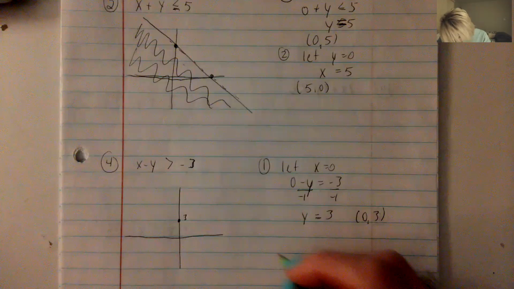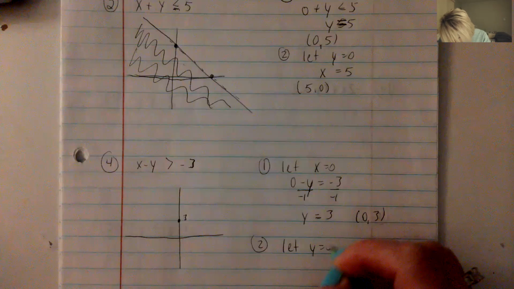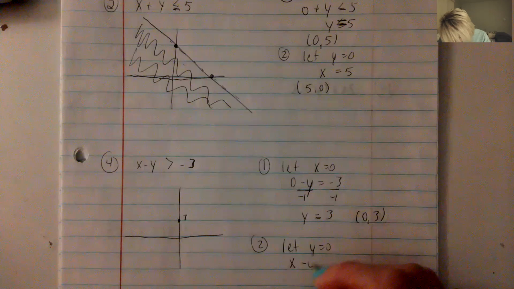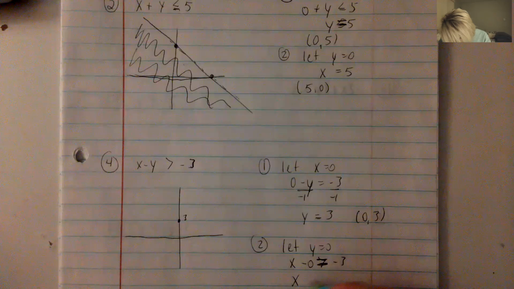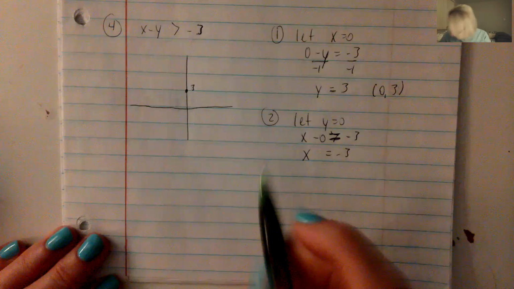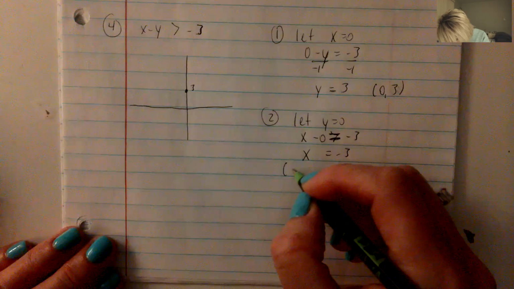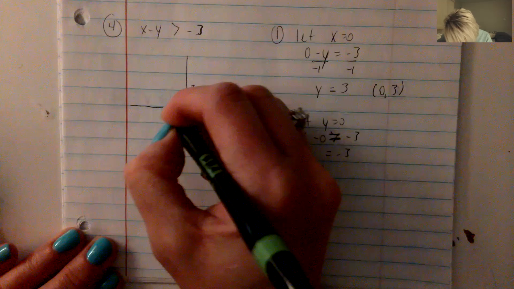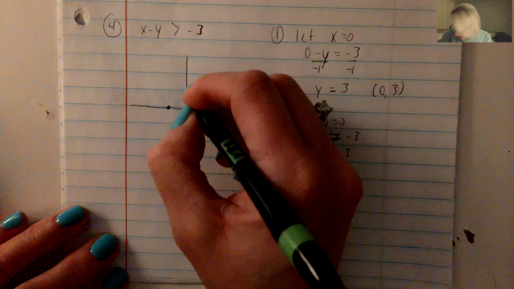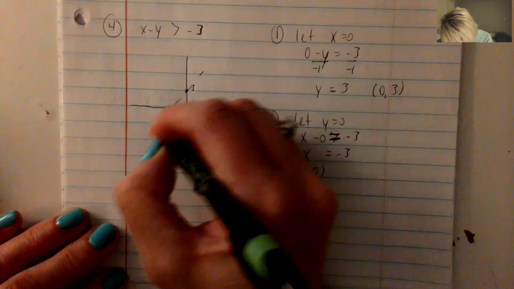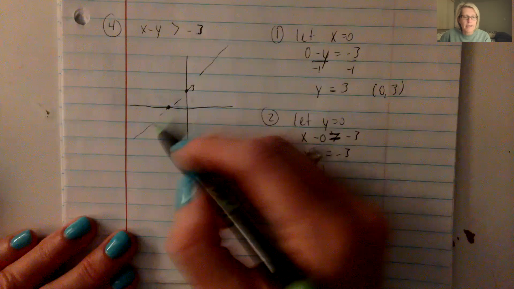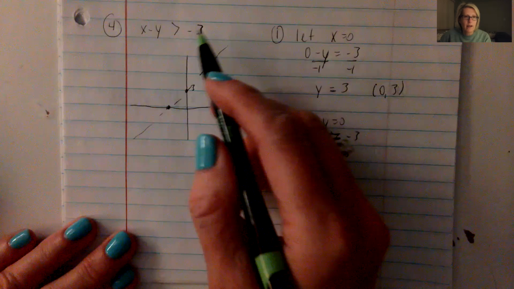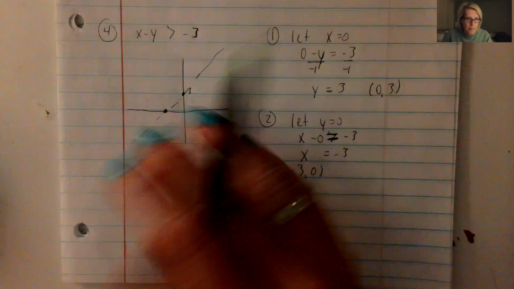The second thing we're going to do is let y equal 0. So x minus 0 equals -3, so x is equal to -3. So we have the point -3, 0. We're going this way this time. And it's a strictly greater than, so it just gets a dotted line. And we want to know where this is bigger than -3.